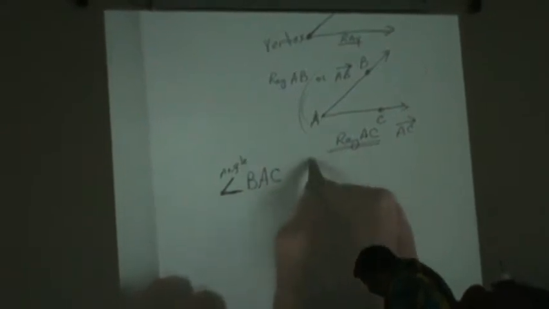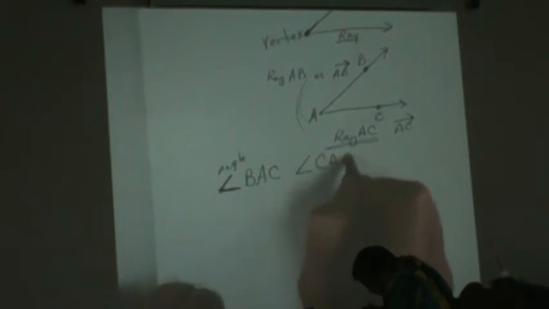Okay, this angle right here, there's a lot of ways to write it. This is not a less than symbol. It's flat on the bottom. This is an angle symbol. Okay, this could be written as angle BAC or angle CAB, or it could just be labeled from its vertex, A.